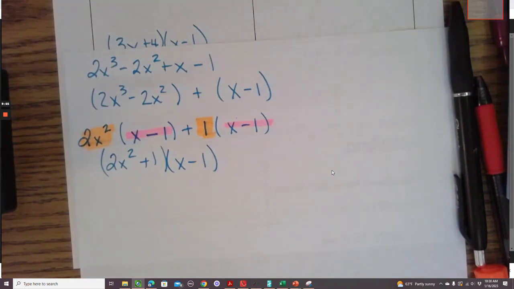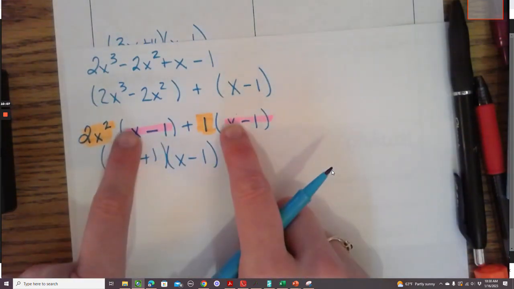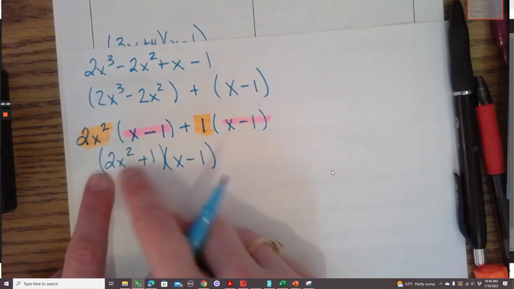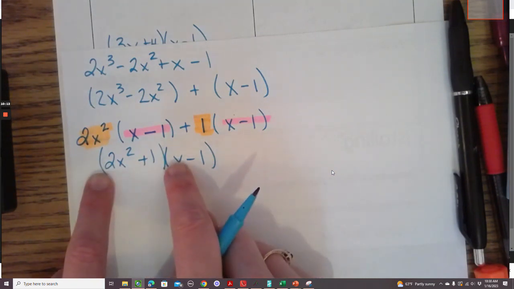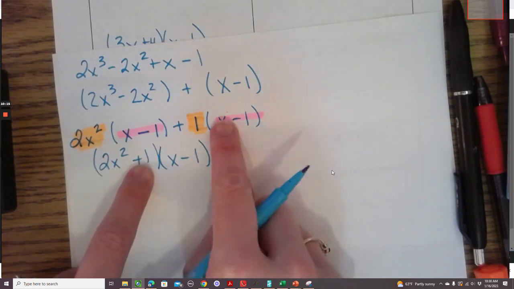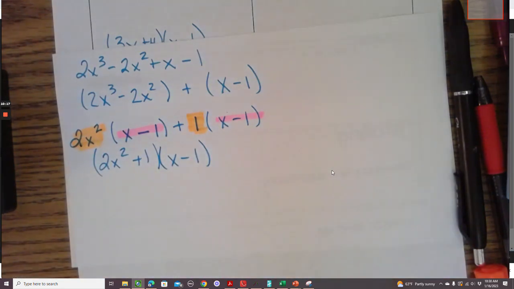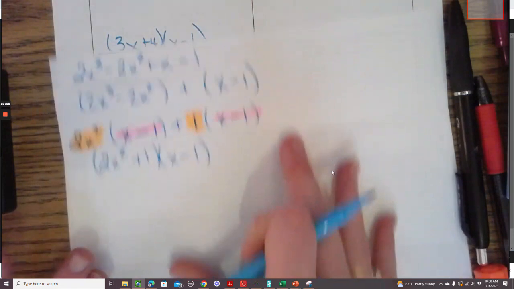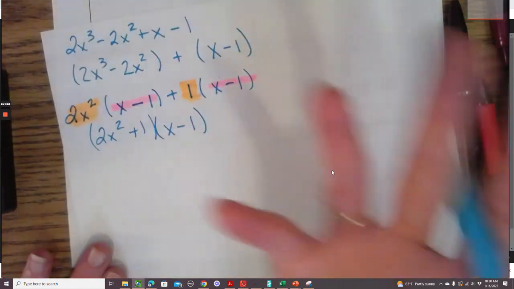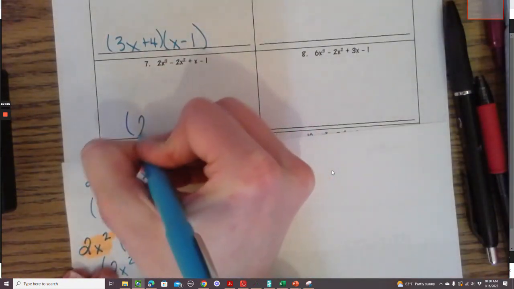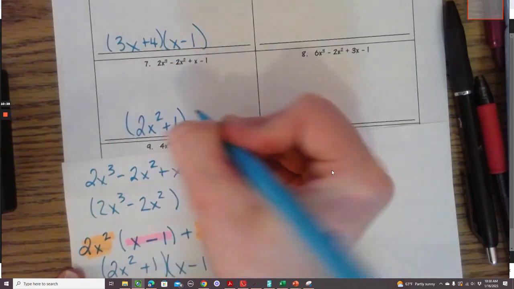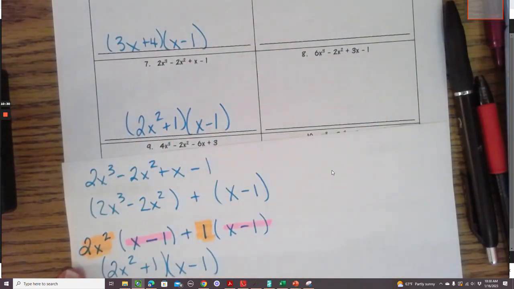You should have done this in algebra 2. That's your answer, right? Because this is equal to this. When you would FOIL this out, 2x squared times x minus 1, and then 1 times x minus 1, you're just condensing. And you can FOIL this back out to check to make sure it gets back to this if you want to go that far. So 2x squared plus 1, x minus 1.